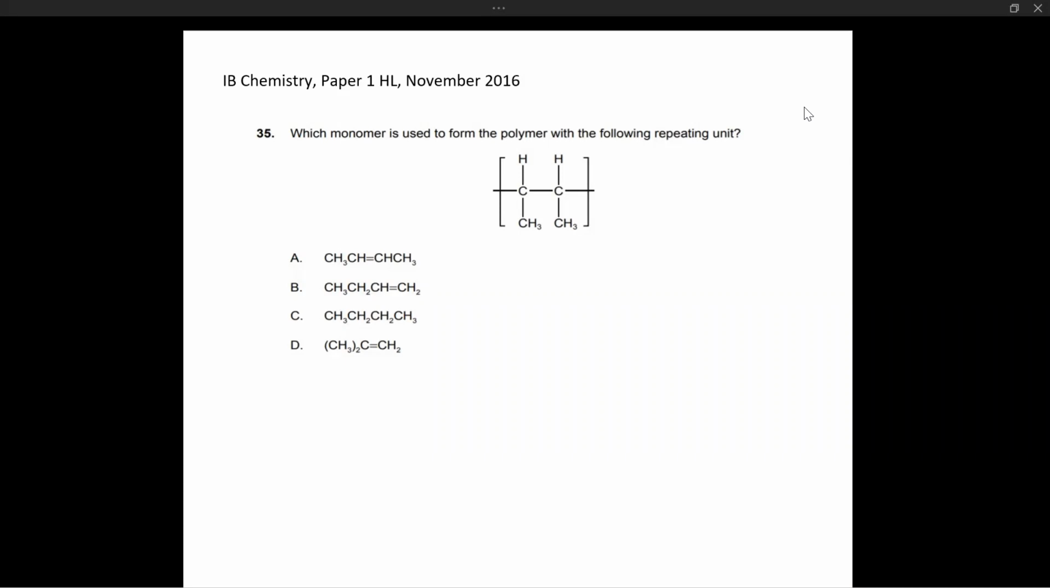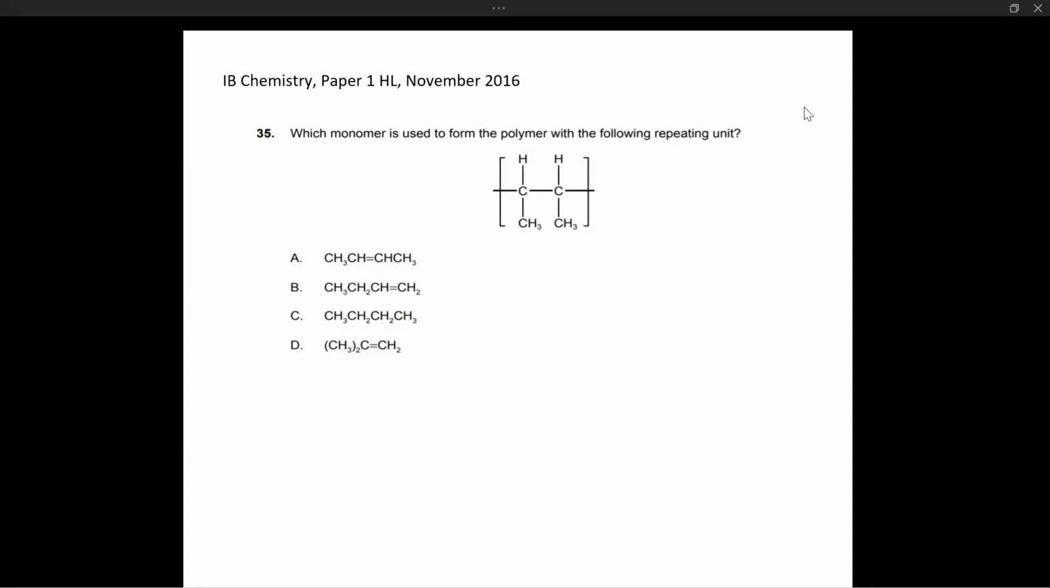In this video, we're going to be taking a look at an MCQ question from the IB Chemistry paper 1 from November 2016. Now, it has been a while since I've done an MCQ question, but I came across this question the other day, and I think it's important that we understand how to do this question, what exactly is going on in this reaction that they're asking us to deal with. So the question asks us, which monomer is used to form the polymer with the following repeating unit?